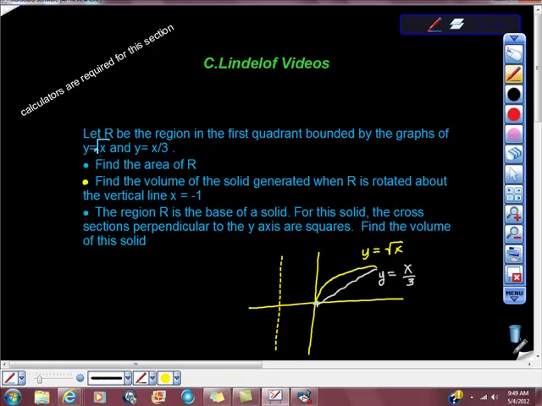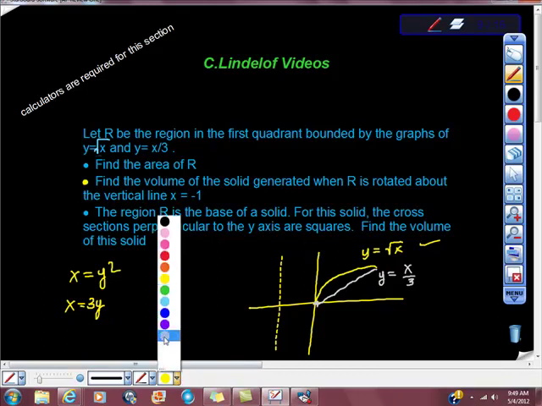So this is what we want to do. First of all, we have to get these in terms of y, don't we? So, in terms of x, we have x equals y squared. That's this one here. And then this one is x equals 3y, right?